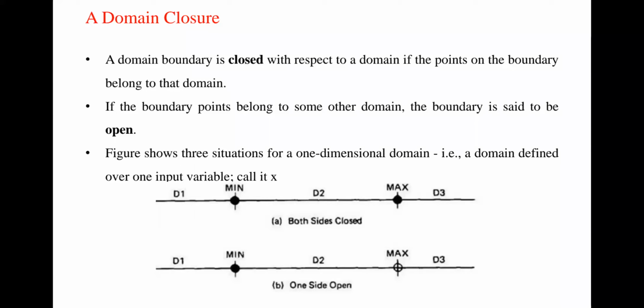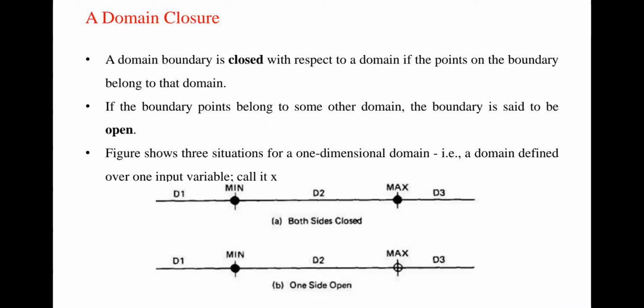A domain boundary is closed when the points on the boundary belong to that domain, according to the boundary of that domain. For example, D2 is a domain, and it will have some boundaries. Based upon those boundaries only, you need to close those points. D2 has some boundaries, and based upon these boundaries, you close the maximum and minimum points. That is called closed.